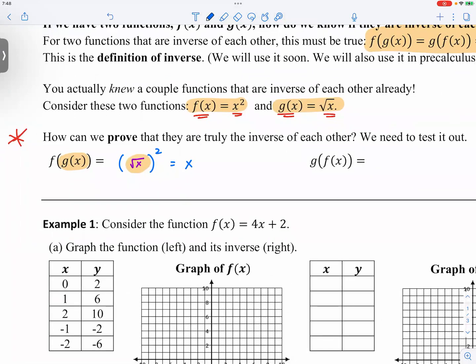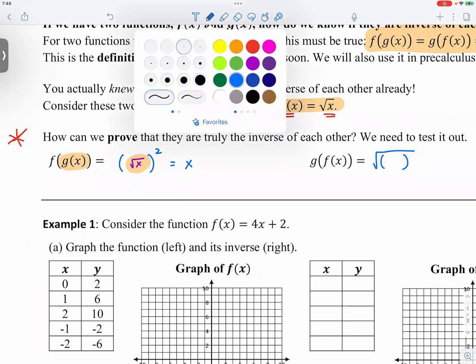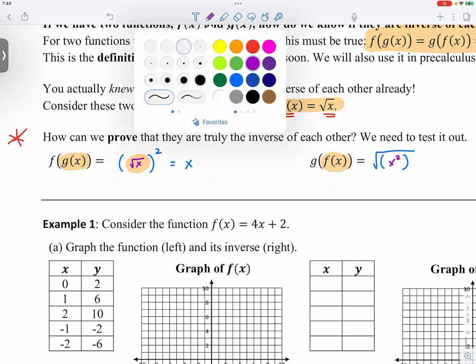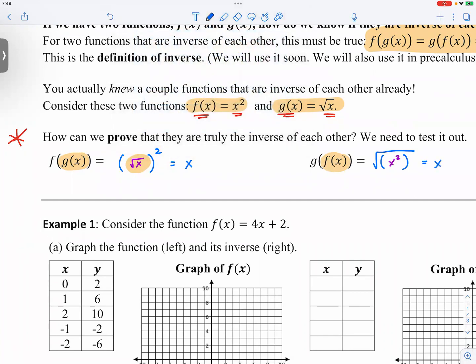And then you would do the reverse. You would say, what about g of f of x? We say g of x is this, and you would insert f of x, which is x squared, into the g of x. Now, if anything right here looks a bit complicated, and you want some further explanation, I can give you one.